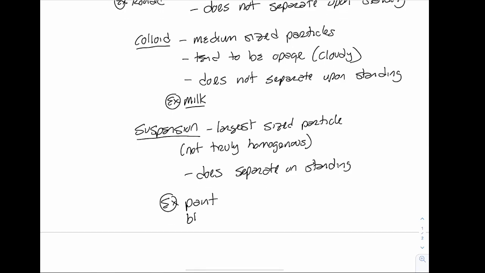Another example is blood. If you take a sample of blood and let it sit for a while, the red blood cells are going to settle down to the bottom. The plasma will be at the top. So a suspension, blood is also one. So it does separate on standing.